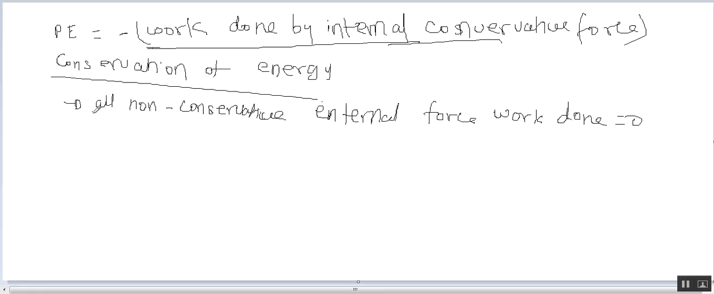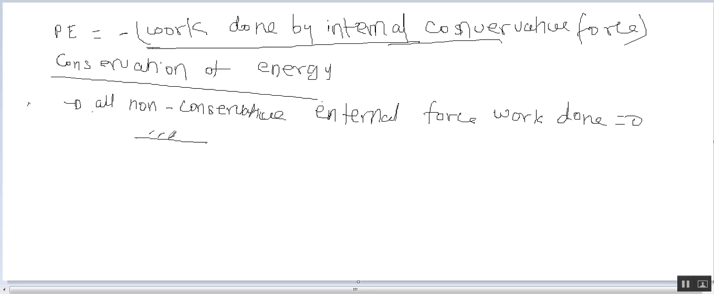Guys, in the work energy theorem, the presence of a force is not important. What is important is whether that force is doing work or not. When you relate momentum and energy conservation, you see the difference. In momentum conservation, the action of force is important, whether force is applied or not. But in energy conservation, the presence of forces is not important. What is important is whether they are doing work or not. Let me give you an example.